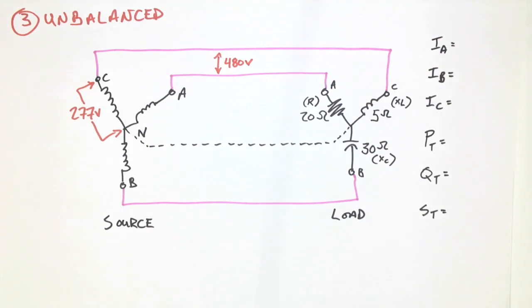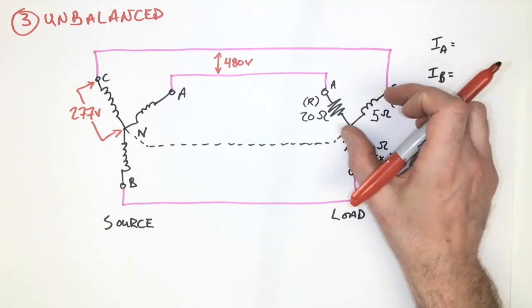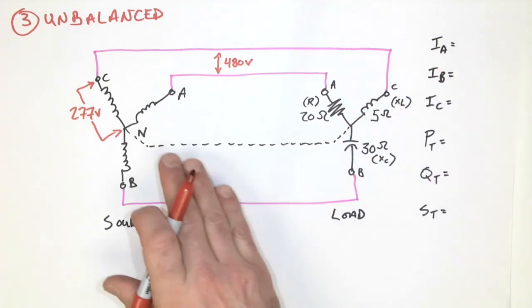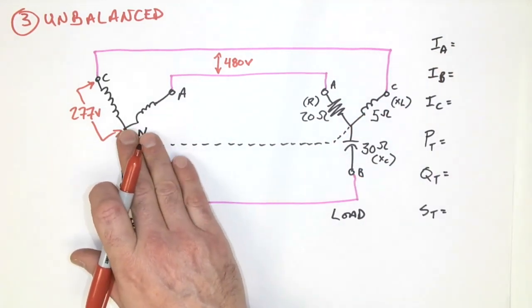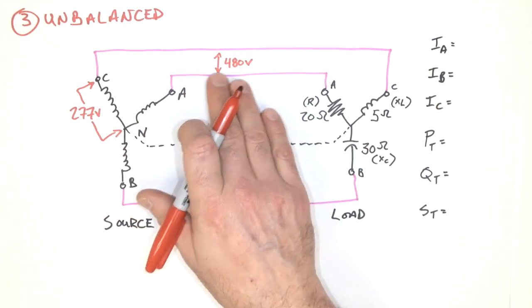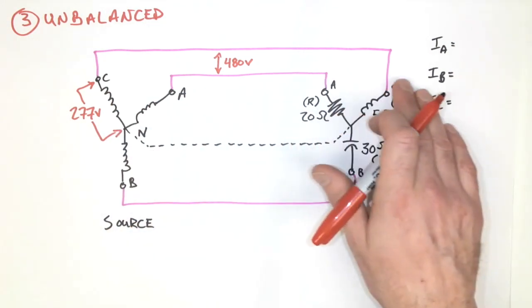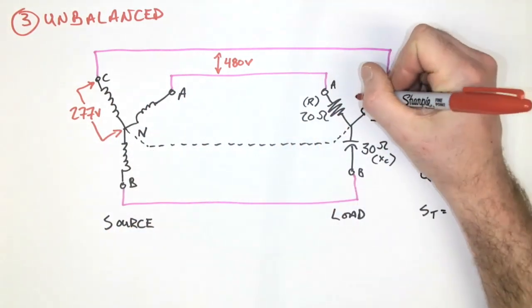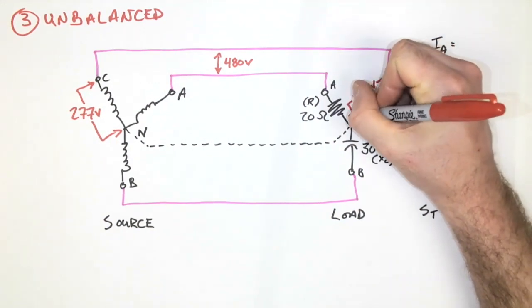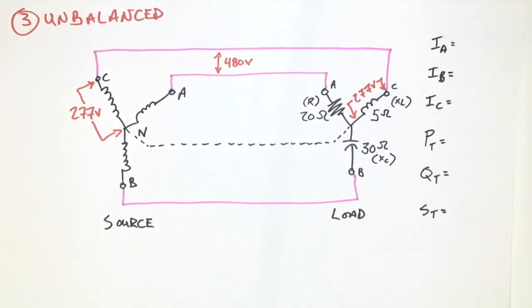On the load side, the phase voltage across each one of my individual loads would again be equivalent to the phase voltage from the source. So we could take 480 and divide by √3, or we could simply take this voltage and apply it over here. So it'd be 277 volts. At this point, we can then start using some basic Ohm's law to determine what the power value is for each one, as well as the current.